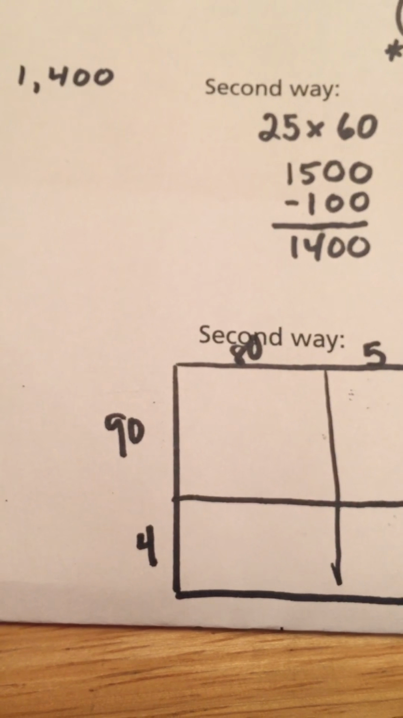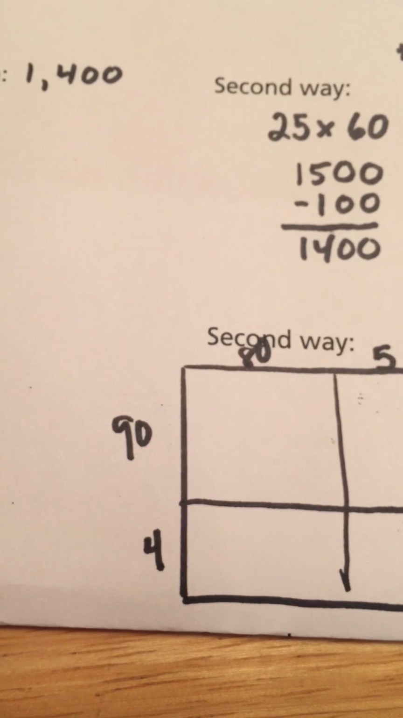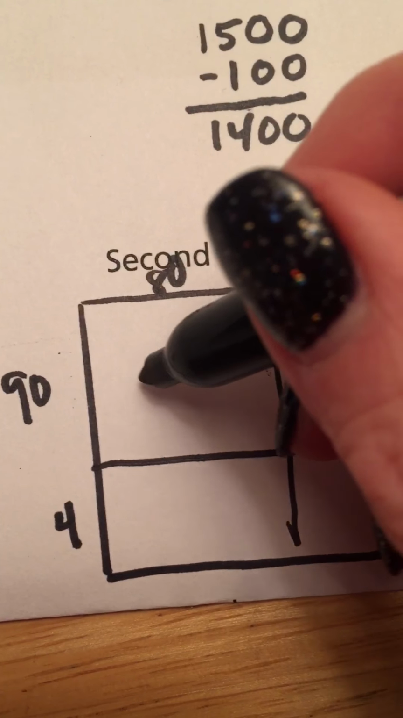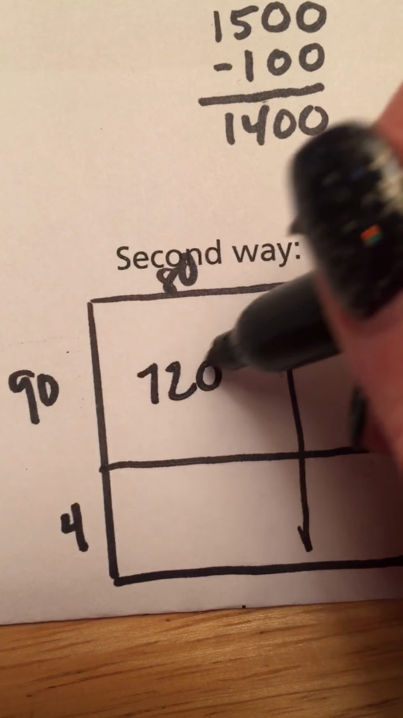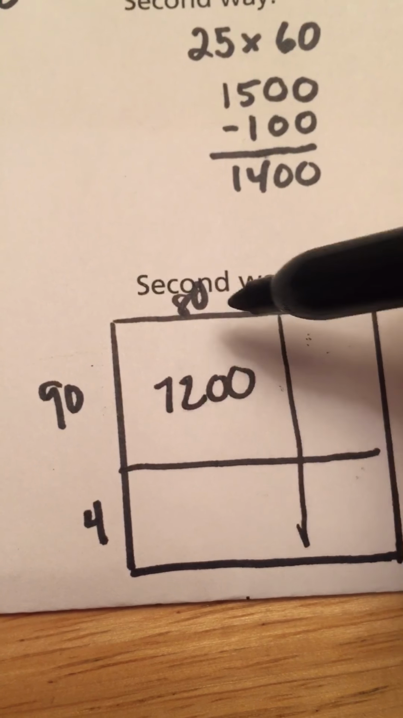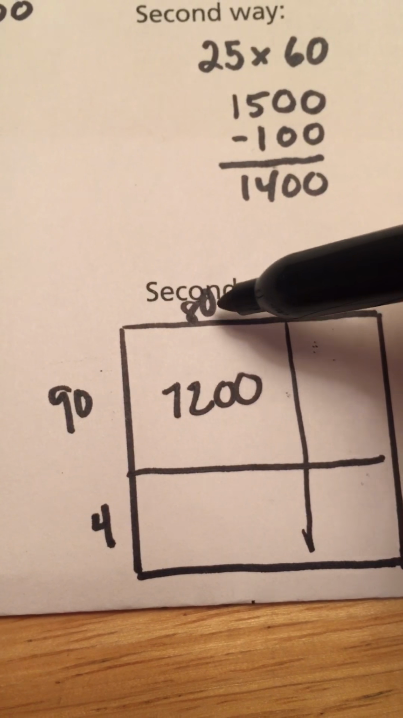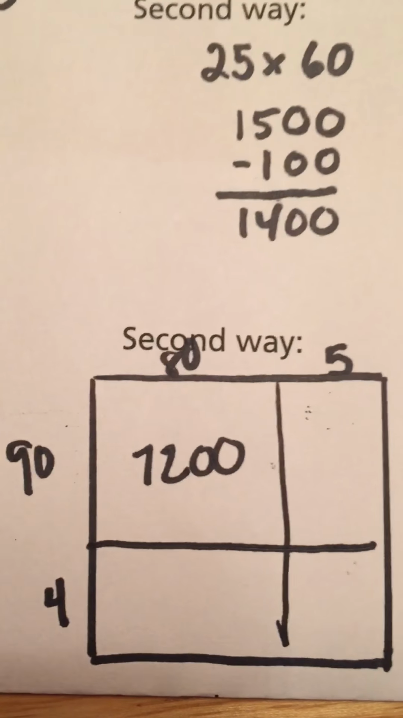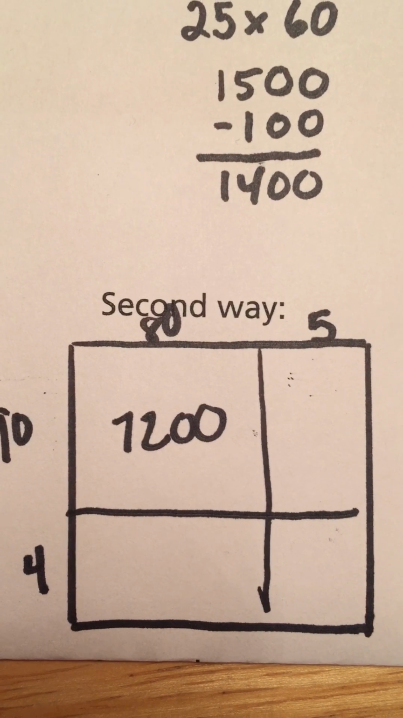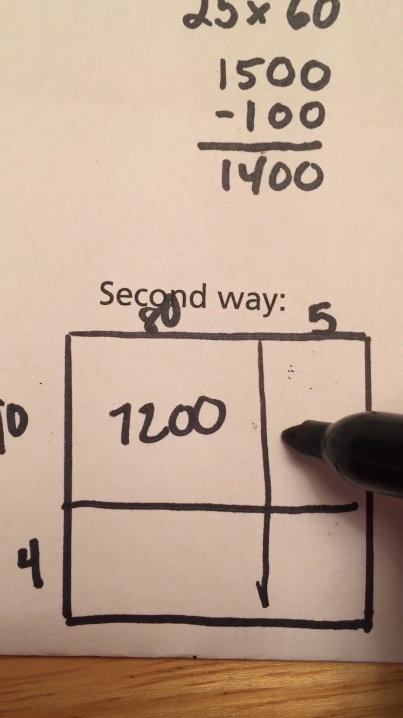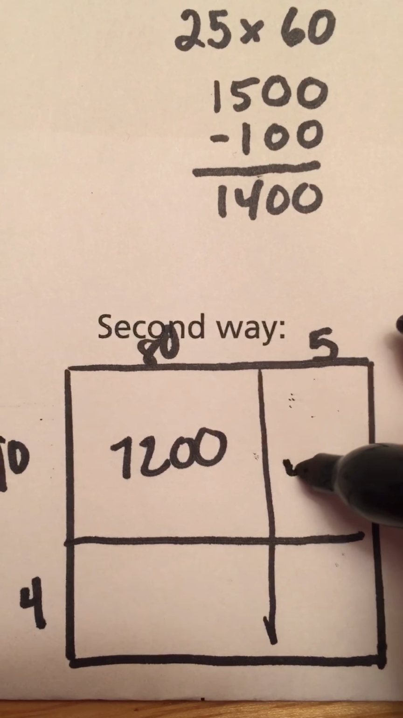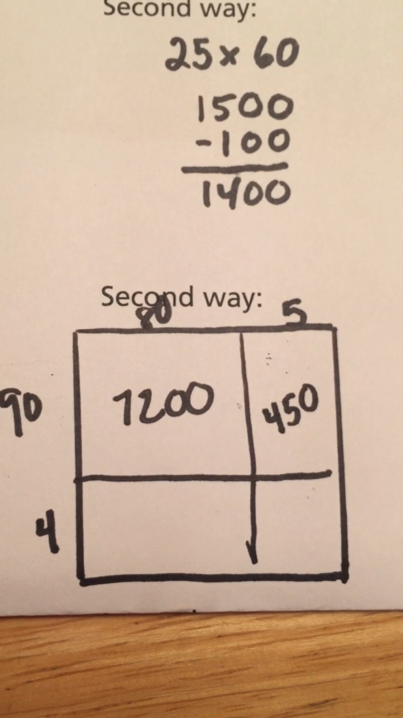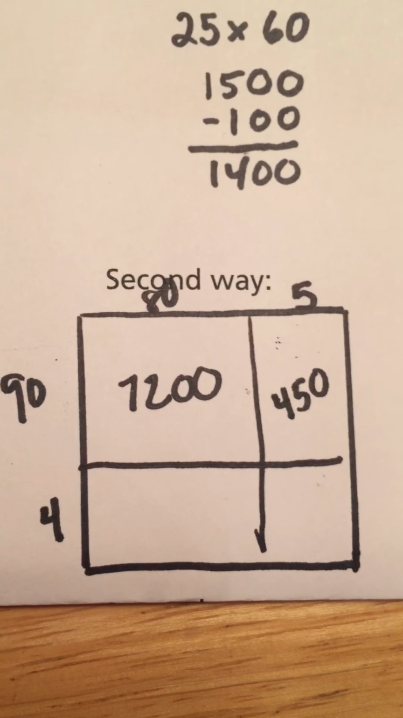80 times 90. Well, I know 8 times 9 is 72. So 8 times 9 is 72, and then I just added back those zeros. And then 5 times 90, 5 times 9 is 45, and I add the 0 back on. So 5 times 90 is 450.